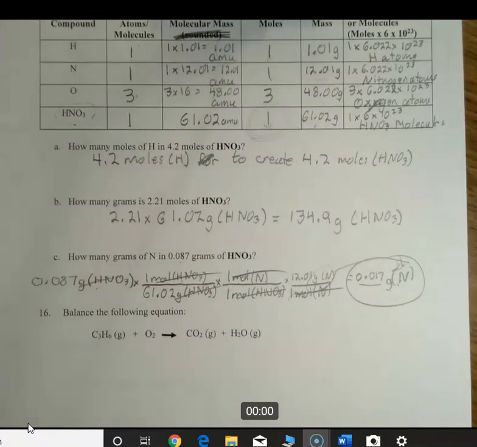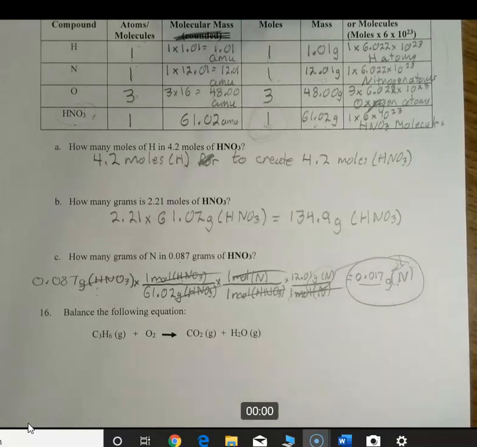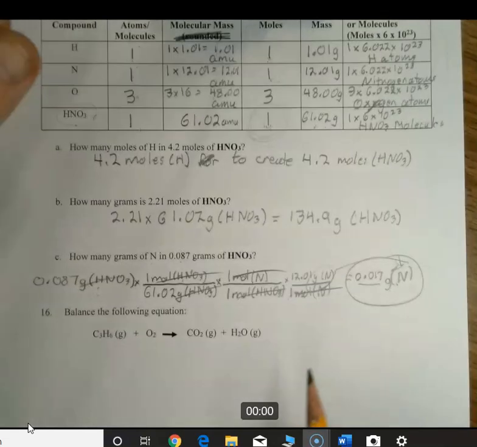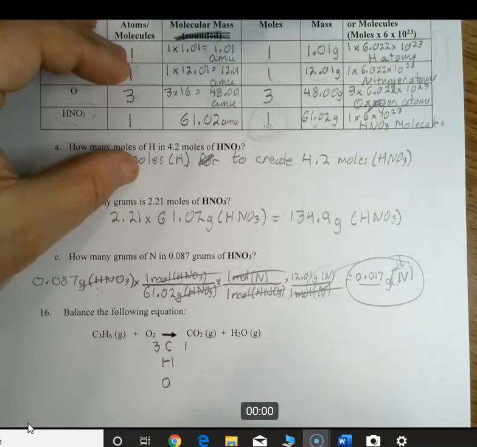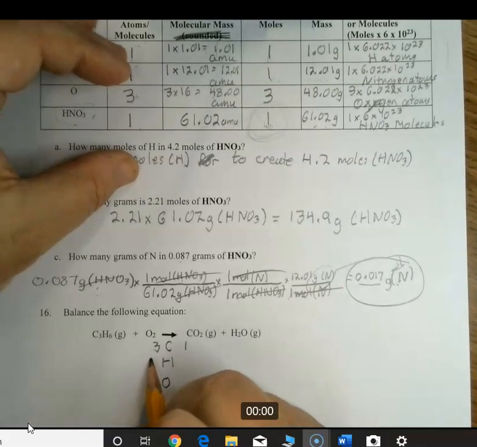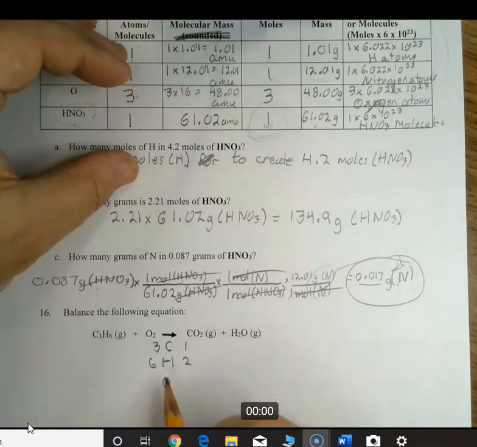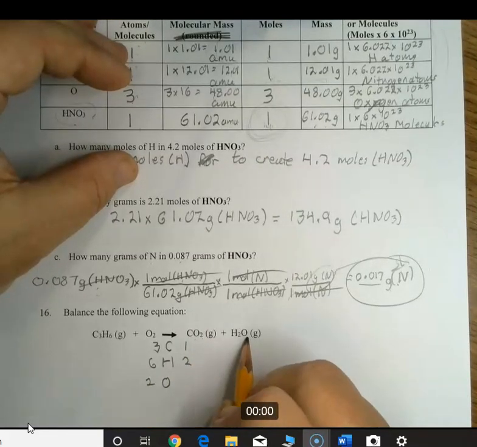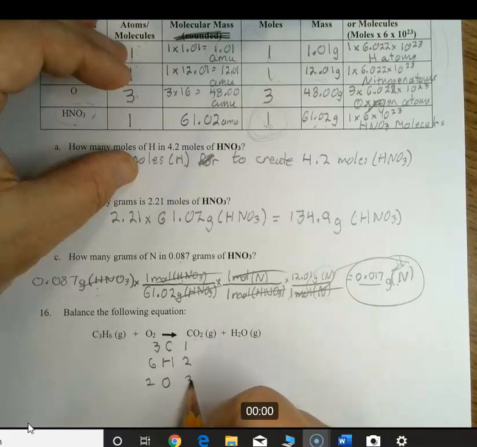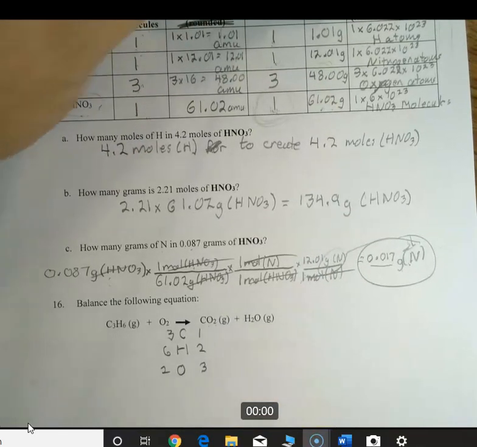All right. The next one is balance the following equation. I don't want you using boxes anymore. We've got to get off the training wheels and do this the right way. What you do want to do is count your elements, C, O, and H. On this side we have 3. On this side we have 1. On this side for hydrogen we have 6. On this side we have 2. Oxygen, on this side we have 2, and on this side we have 2 plus 1, which is going to be 3.